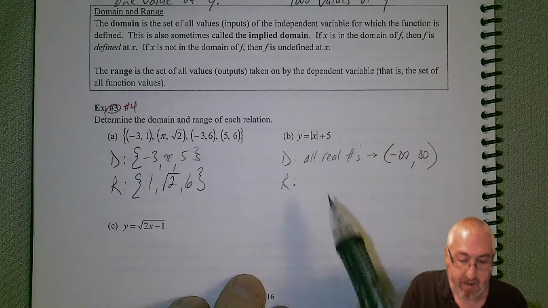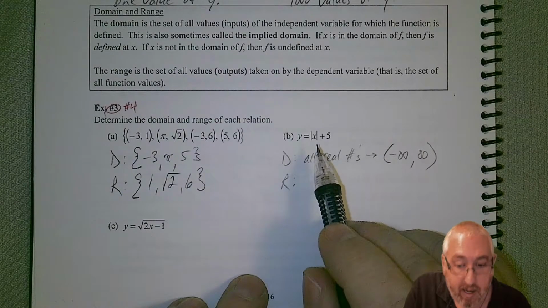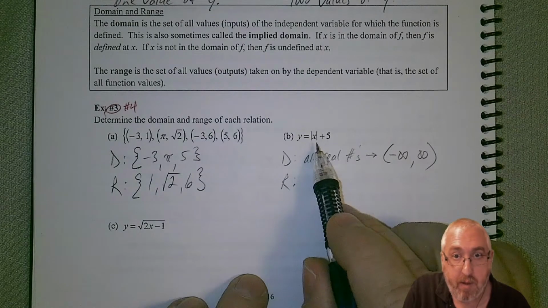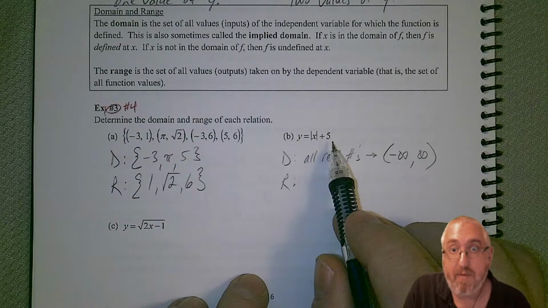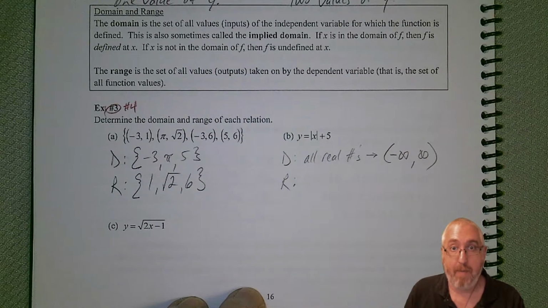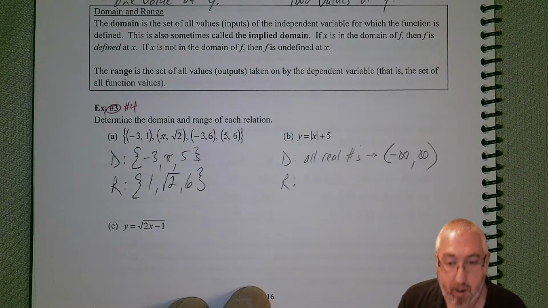Well, you can test a couple of numbers if you want, but hopefully you can see that 0 is going to be the smallest number that you could possibly get out of that. But because you're adding 5 to it, 5 is actually going to be the smallest output you could possibly get. And then anything else bigger than that will be in there as well.